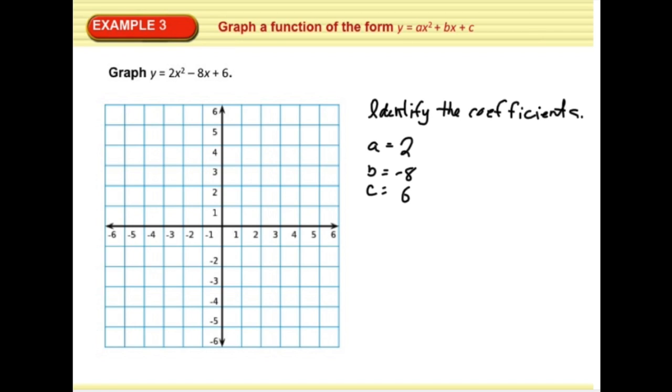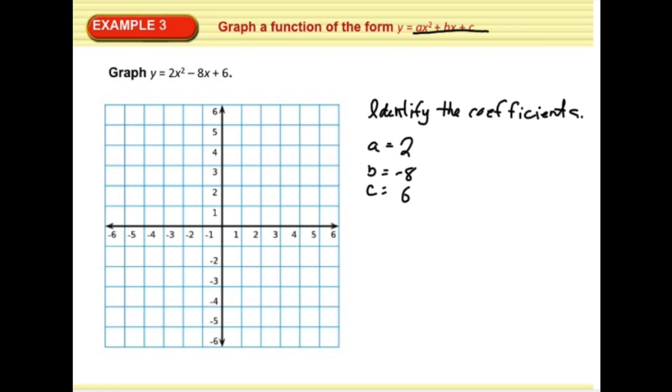Notice I did write negative 8 for my B. That is because the original formula, ax squared plus bx plus c, implies that b is a positive value because there's a plus b. So if the equation that I'm given has a negative b, it means that the value is actually negative because it was supposed to be positive, but the value is declared as negative, so I'm going to write it as negative.